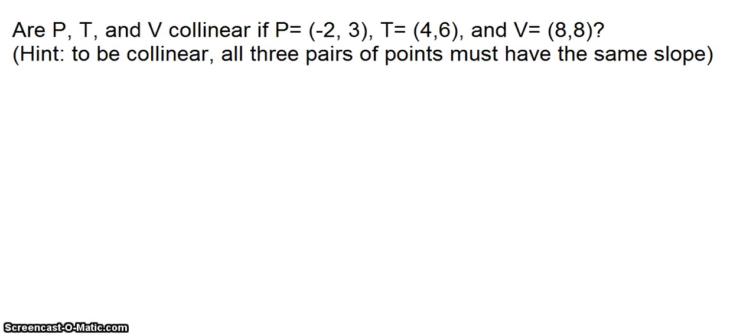And last example we'll go through together here. Are P, T, and V collinear if P equals (negative 2, 3), T equals (4, 6), and V equals (8, 8)? Hint, to be collinear, all 3 pairs of points must have the same slope. So go ahead, find your 3 slopes, pause. I will also pause, I'll work through my slopes, and then we can compare.